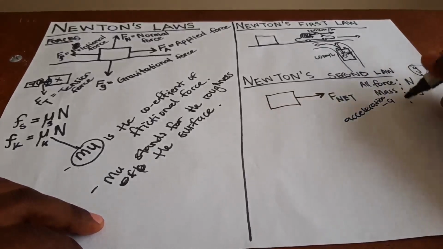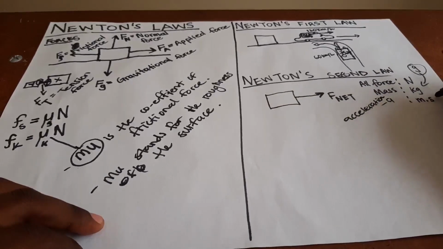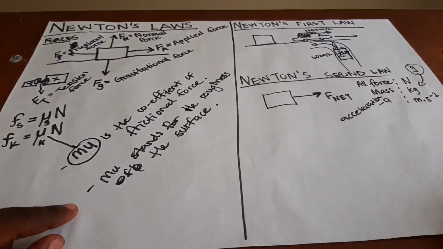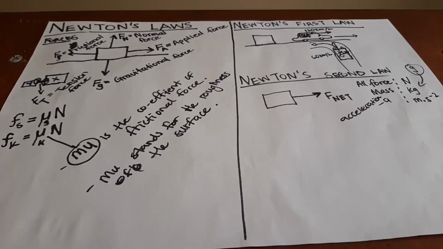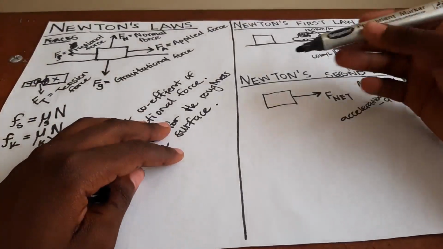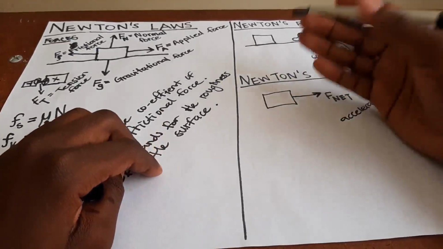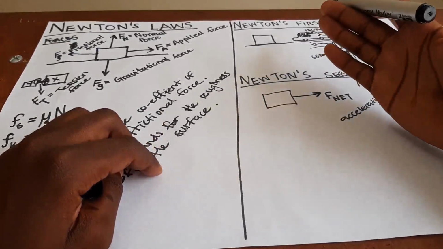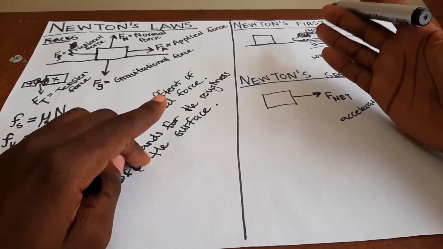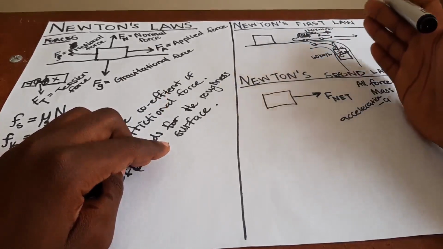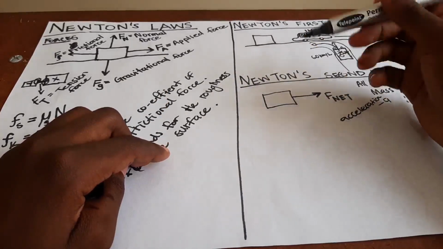This is acceleration, in meters per second squared. So going back to this object, this basically means that when a net force is applied on an object, the object will accelerate in the direction of the net force. The acceleration is directly proportional to the net force and inversely proportional to the mass of an object.